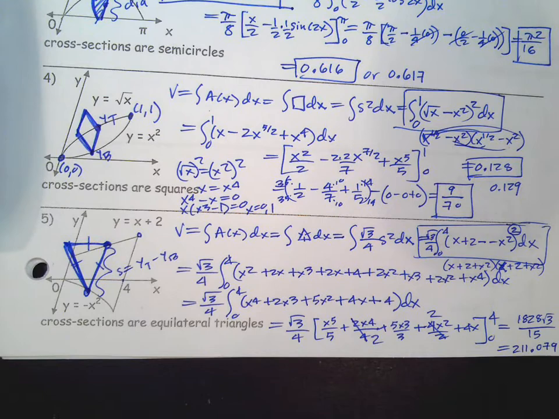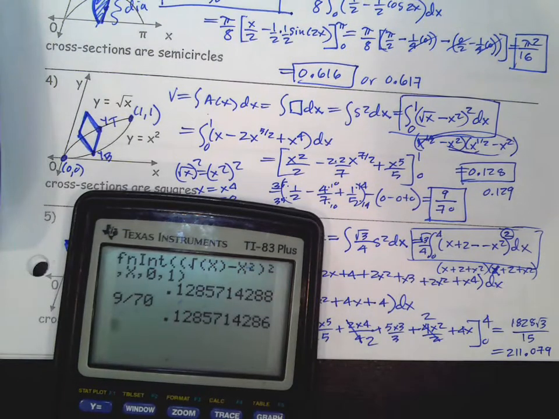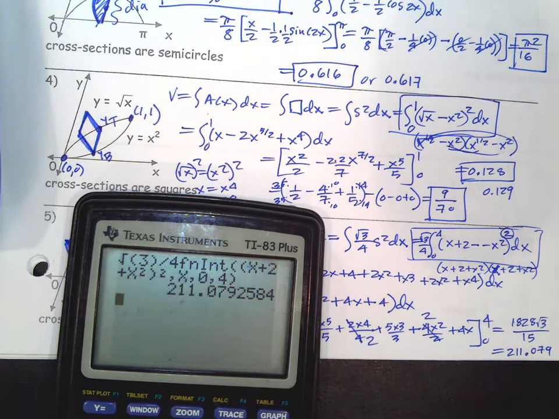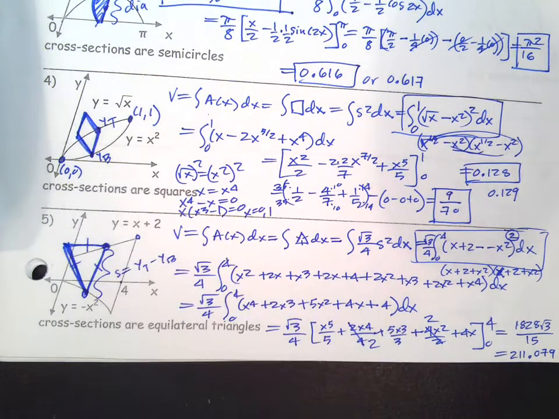Let's check it on our calculator. Math 9. I'm going to do the root 3 over 4 first, then math 9, and then parentheses x plus 2 plus x squared, close it squared, comma x, comma 0, comma 4. There's the answer, 211.079. Same answer, way faster. So if anything, you should also be appreciating your calculator.